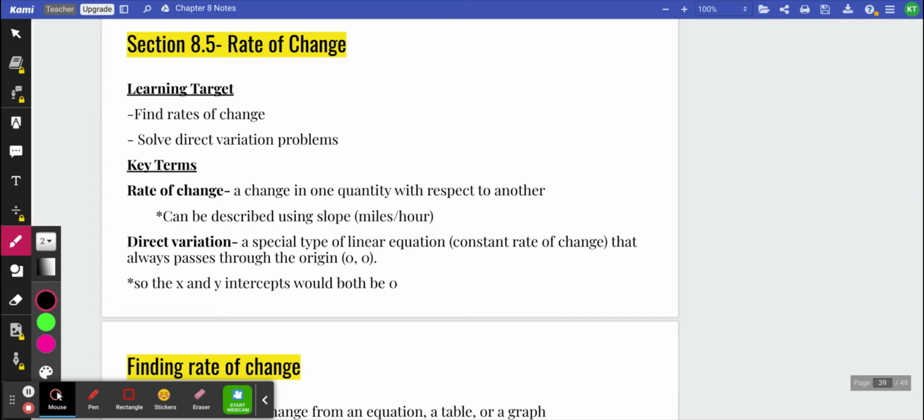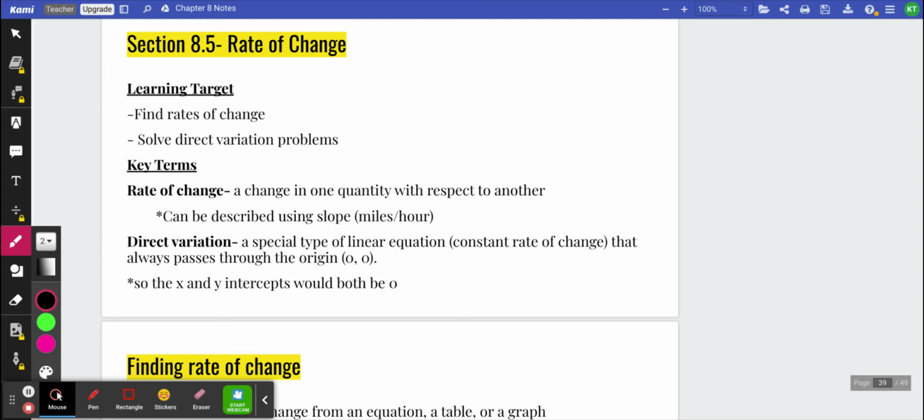A rate of change is a change in one quantity with respect to another, just like slope is, but a lot of times when we talk about rates of change, there are specific units such as miles per hour, right? How many miles are you going per hour? And then a key term, direct variation, is a special type of linear equation that has a constant rate of change, right? Linear meaning it has to be a constant rate, so straight line. But with direct variation, it always passes through the origin 0, 0.